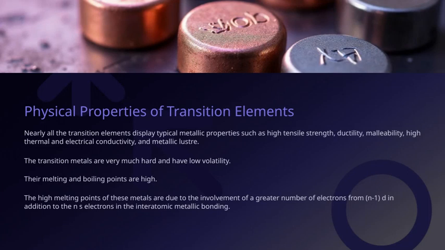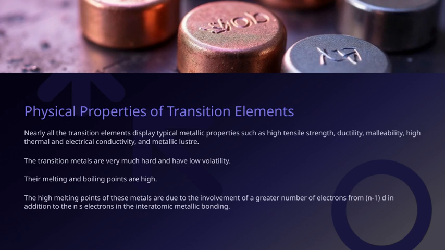The high melting points of these metals are primarily due to the involvement of a greater number of electrons from the (n-1)d orbitals, in addition to the ns electrons, during interatomic metallic bonding. This means that more electrons participate in holding the atoms together, which requires more energy to break these bonds. As a result, their melting and boiling points tend to be high. Transition metals are also very hard and tend to have low volatility, meaning they don't easily vaporize at room temperature. This hardness is linked to the strong metallic bonds formed by the many electrons involved.